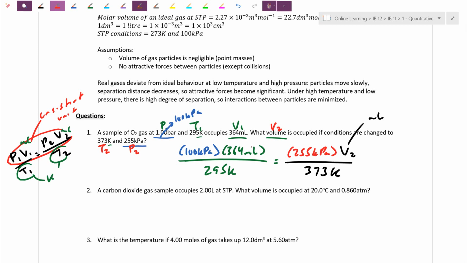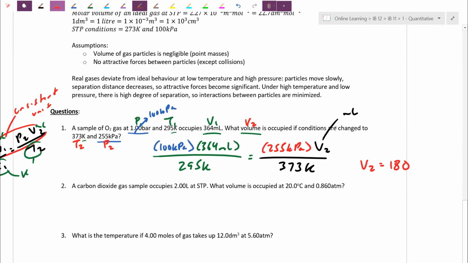Again, the math is quite simple. 100 times 364, divide 295. I'm going to multiply the 373 up and then divide 255. And I get an overall V2. Double check my numbers. I'm getting 180. Well, what unit would it be? We had said units are going to be consistent, so 180 milliliters.